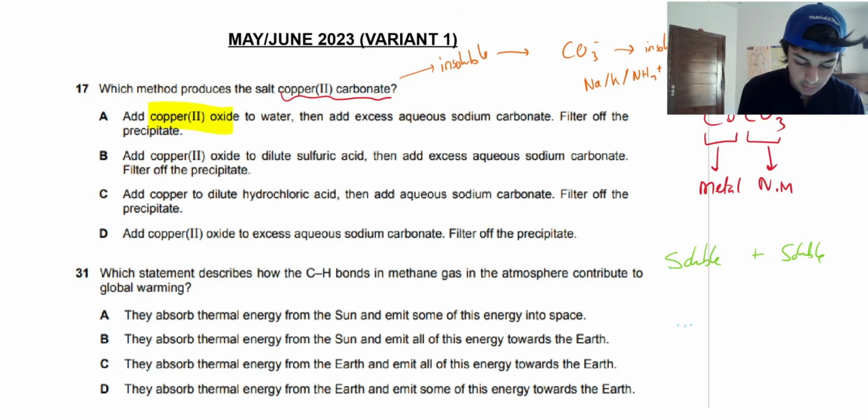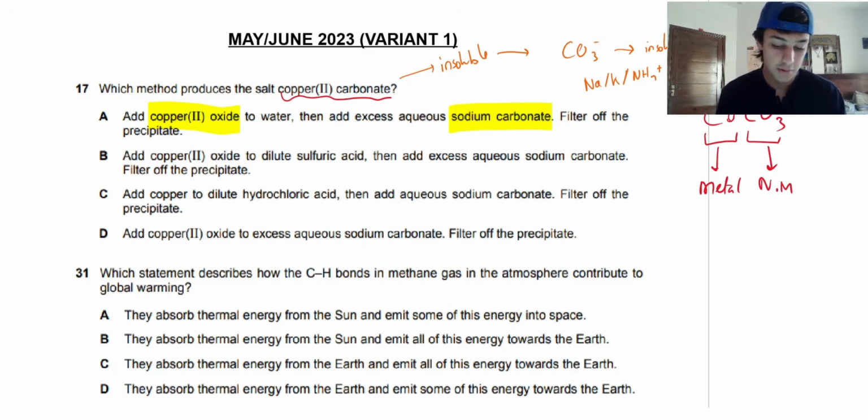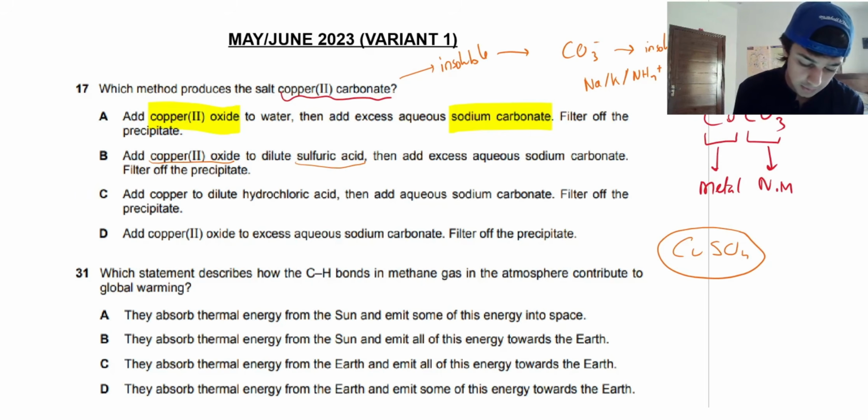Is copper oxide soluble? Is sodium carbonate soluble? Sodium carbonate is soluble, copper oxide is not soluble. We have the next option, which is add copper oxide to dilute sulfuric acid. So this is going to be a base which reacts with an acid. This should form copper sulfate. And copper sulfate is going to be soluble because sulfates are usually soluble except barium, lead, and metals like those. So this looks like the answer.